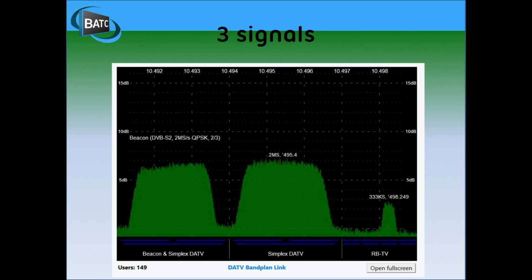So let's have a look in practice. This was a screenshot of the web monitor after the beacon had been switched back on. And it just so happened quite nicely that our friend in Belgium had appeared with his 2 megasymbol. So this one is an amateur signal. And this one down here is another nice little amateur signal.